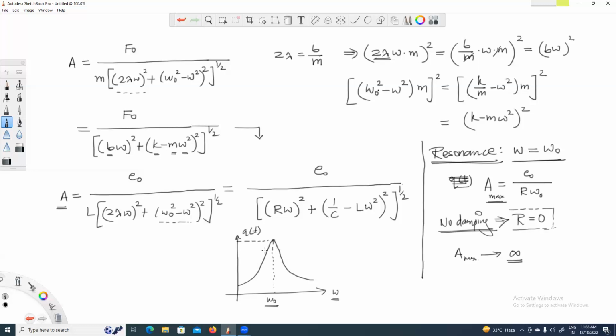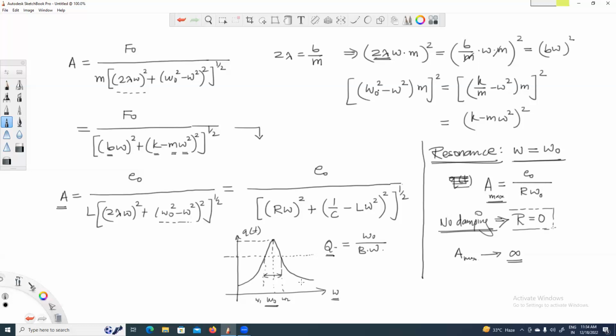If I consider half of the maximum power dissipation, I'll have two frequencies corresponding to that value. Let me call them omega 1 and omega 2. The difference between omega 2 and omega 1 is known as the bandwidth. Based on bandwidth, we can define the quality factor of this series LCR circuit, and this Q factor is defined as omega naught over bandwidth. If my bandwidth is smaller, then the quality factor will be higher, and I can say that the resonance occurring in the series LCR circuit will be sharper, right?